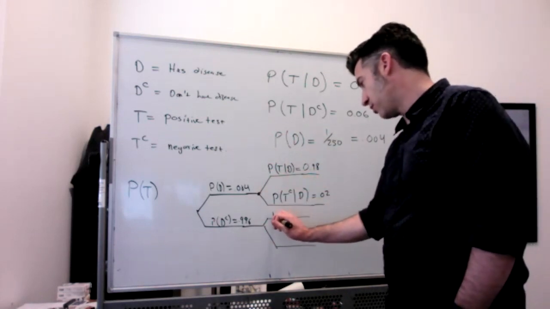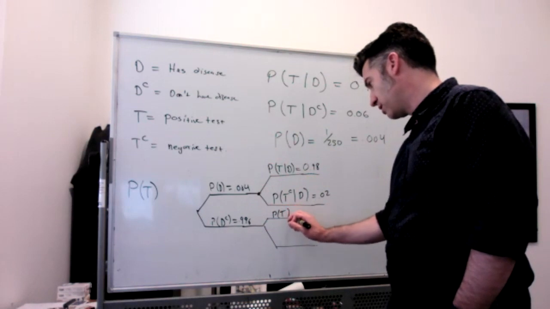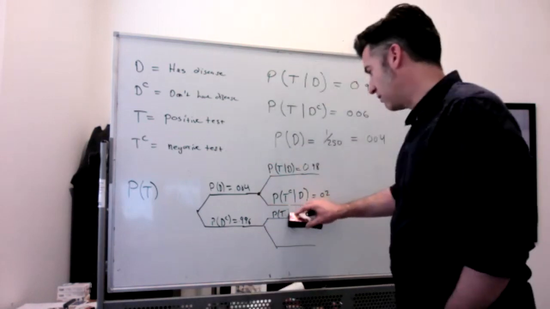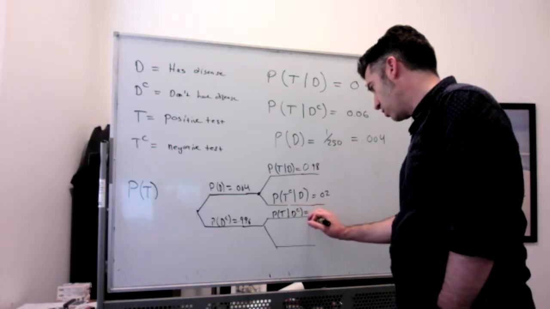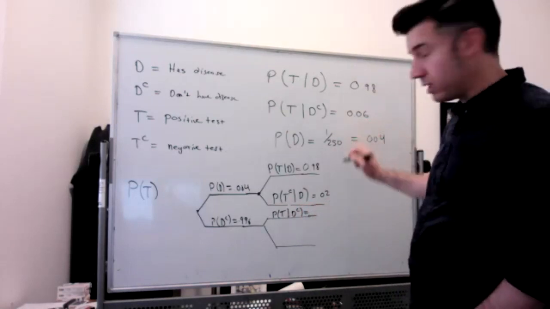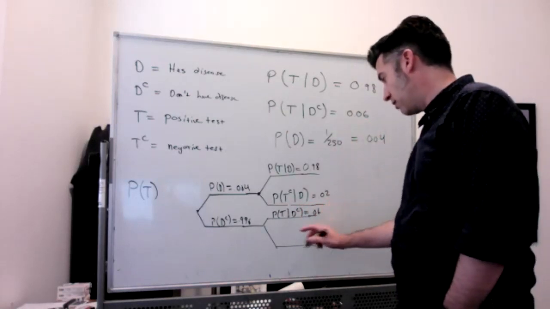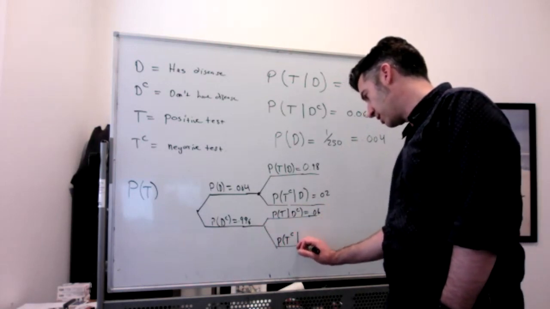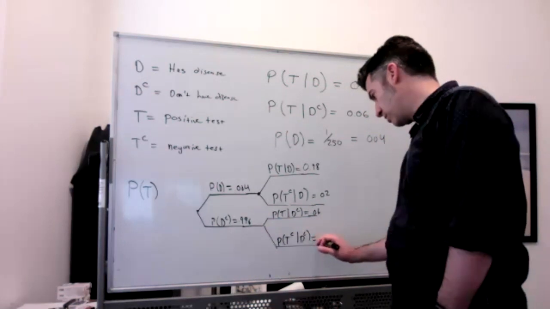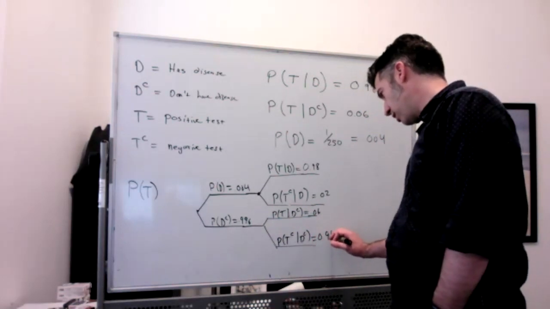Here, it's the probability of testing positive given that you don't have the disease, which we were told was 0.06. And then this branch is the probability of testing negative, given that you don't have the disease, which must be 0.94.